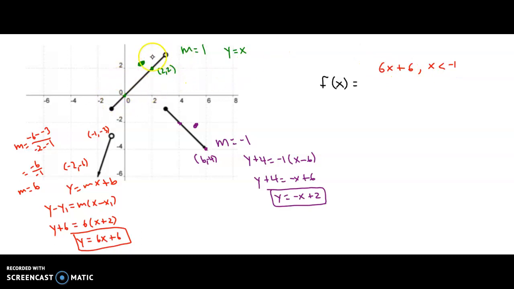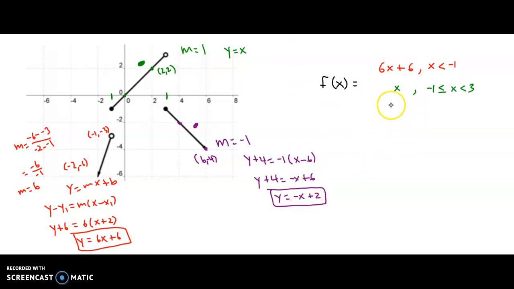Then the next one, the green one here, remember the equation is y equals x, so we're just going to write x. From where to where? From -1 to 3. At -1, it's a filled-in circle, so I'm going to do less than or equal to. So -1 less than or equal to x less than 3. And there's an open circle at 3, so that's why it's just less than.